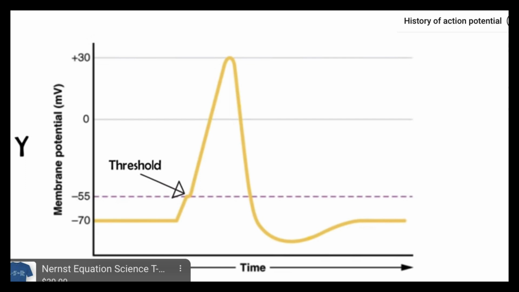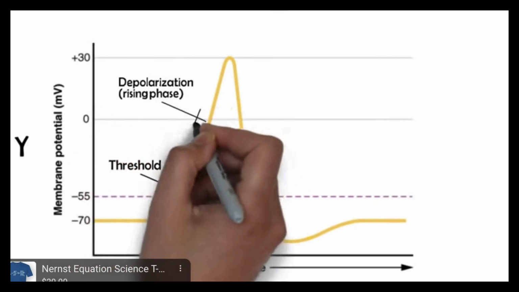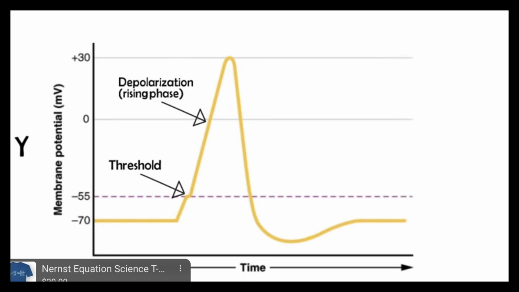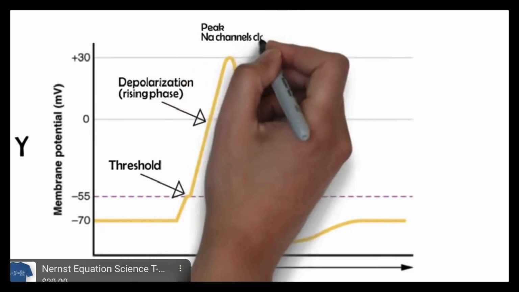This causes massive depolarization of the neuron as the membrane potential reaches zero and then becomes positive. This is known as the rising phase of the action potential. The influx of positive ions creates the electrical signal known as the action potential, which then travels down the neuron. Eventually, the action potential reaches its peak.